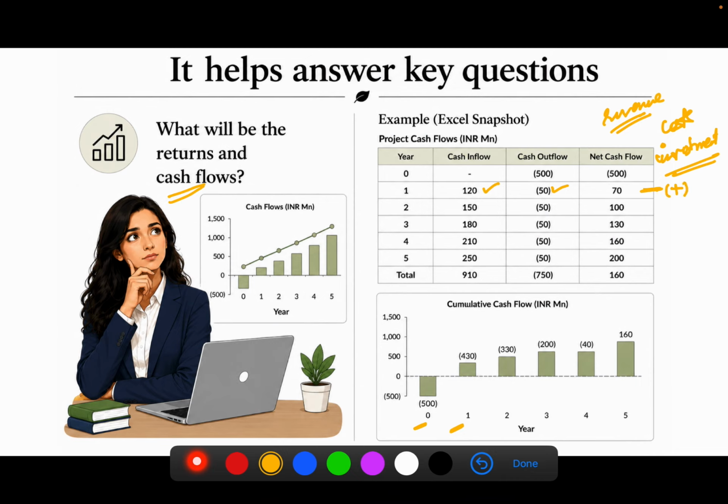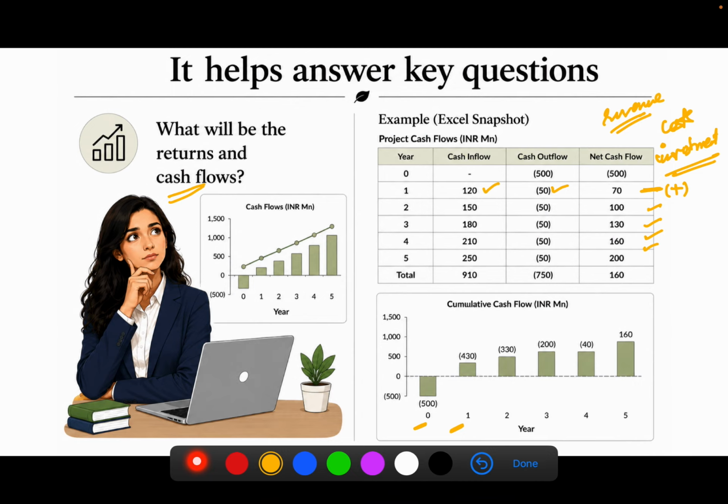So we earned revenues, we made expenses, and finally the cash flow at the end of the year is 70 million. And the same calculation happens year after year. Year 2 gives us a positive cash flow. Year 3 gives us even higher cash flow, and so on.